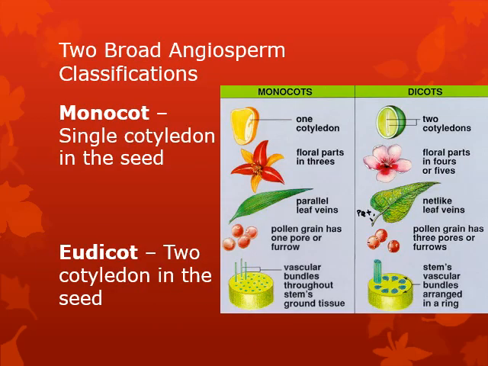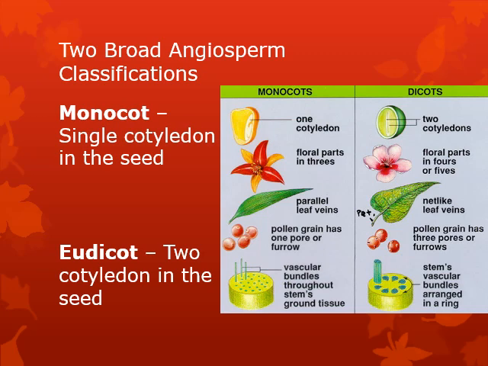Angiosperms have two broad classifications. So we've got spermatophytes split into gymnosperms and angiosperms. Now we've got angiosperms splitting into monocotyledonous plants and dicotyledonous plants, otherwise known as monocots and eudicots, or monocots and dicots. I will accept any of those descriptions.